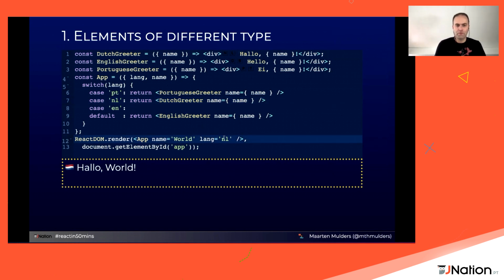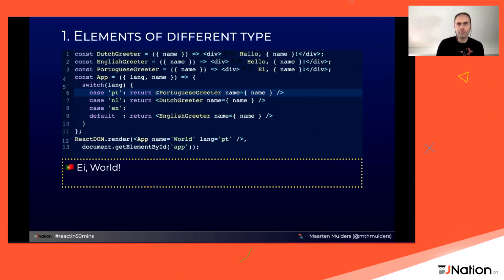Now, if we decide, because of some user action or because of something that changes in our system, that the language is no longer NL but rather PT, we see that the app is re-rendered. This function is invoked again using the new values for lang and name. Name didn't change, but lang did. And because lang is now PT, we see the result of returning the Portuguese greeter.